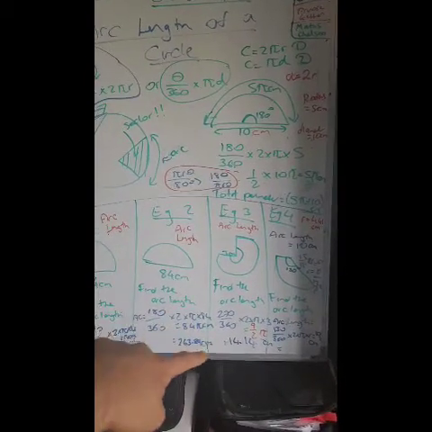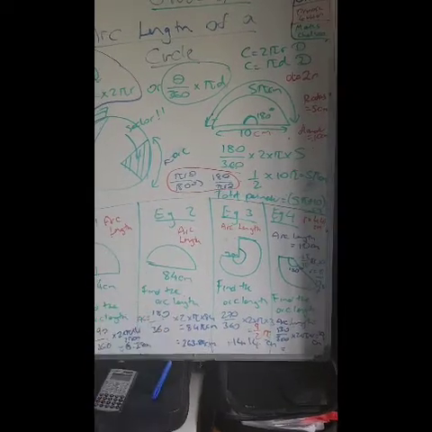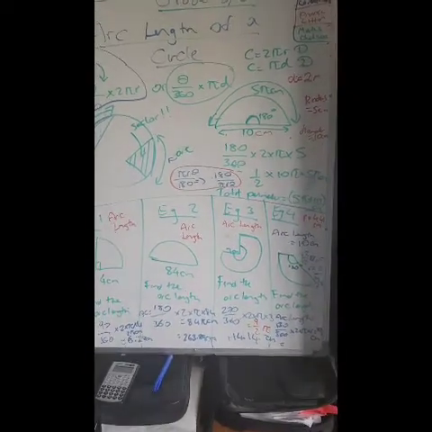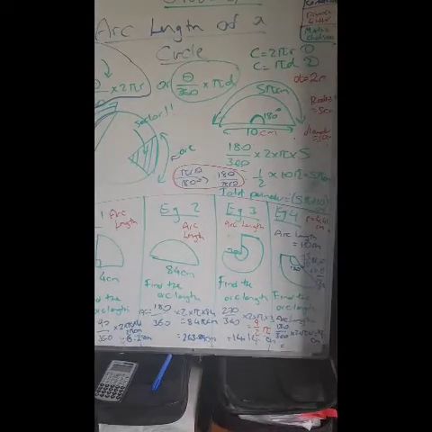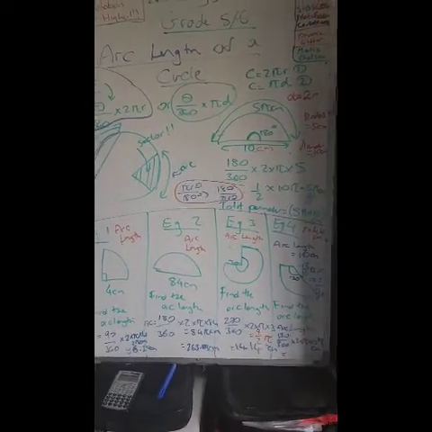So it's 270 over 360 times 2 times pi times 3. So that's a 3 there. Apologies if it's not clear. Which is 9 over 2 pi, which is 14.14 centimeters. Okay, so that's how I'll work out that one, guys.